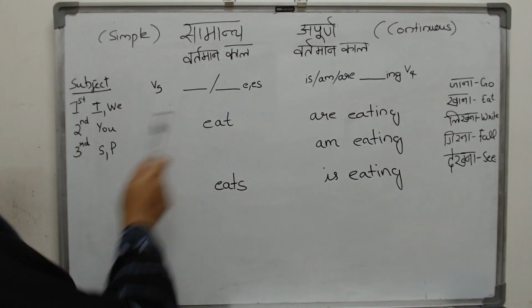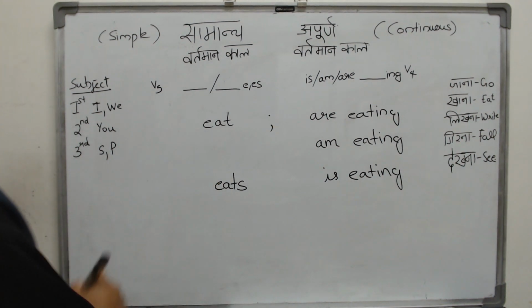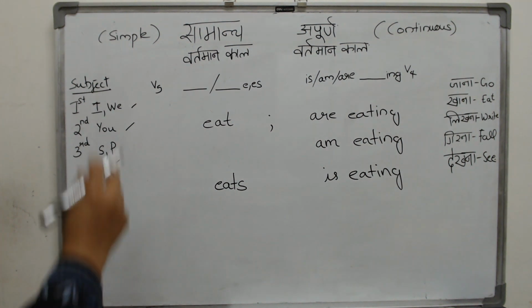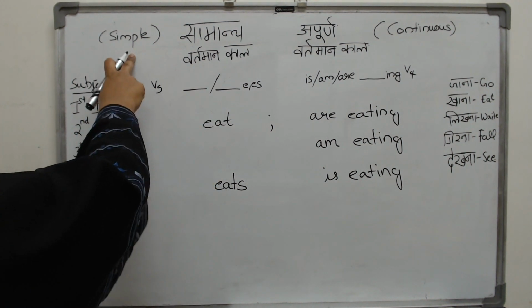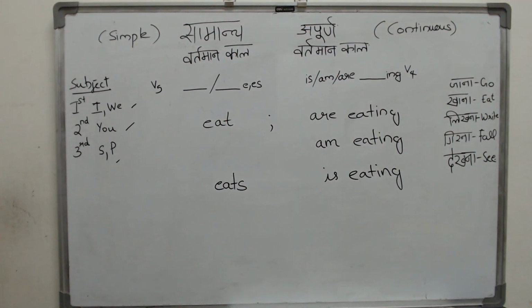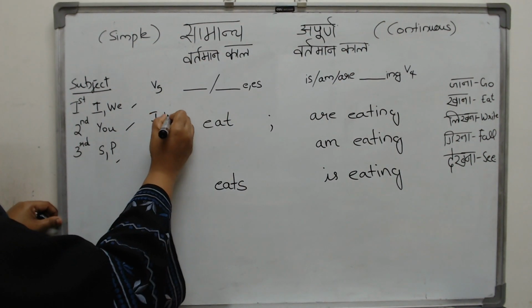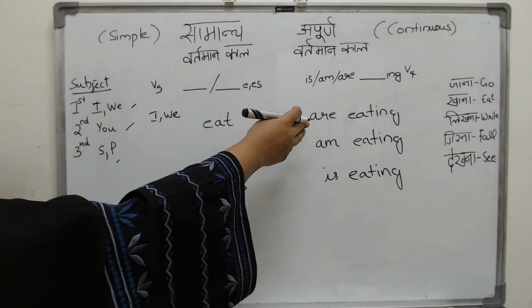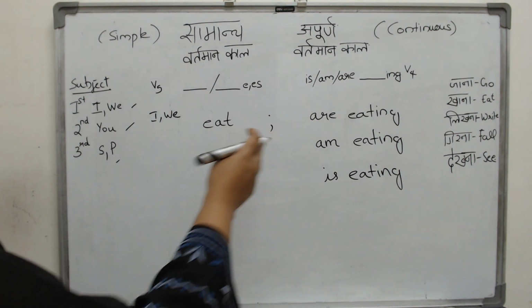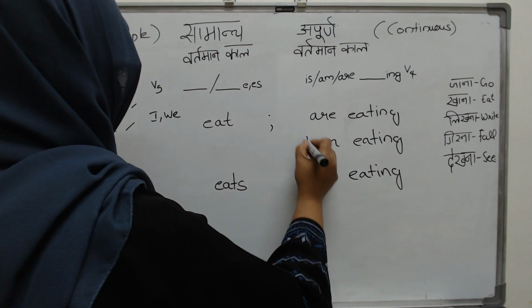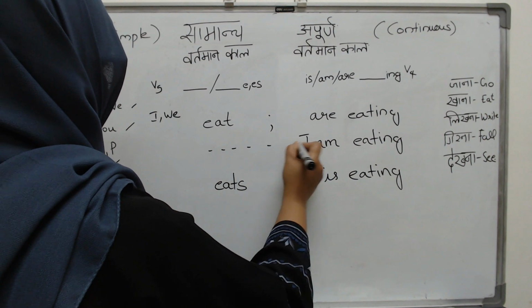Now, who all will eat or are eating? The first person, the second person, the third person plural, all of them will eat in the simple present tense. All of them are eating in the continuous present tense. Just try saying, I eat, we eat, you eat, they eat, birds eat, doctors eat, and similarly are eating. We are eating, you are eating, they are eating, birds are eating, doctors are eating. The only exception is for I. For I, we have a special case.